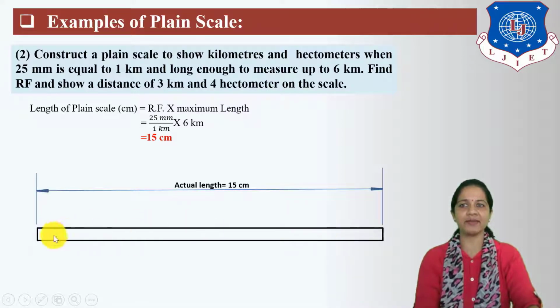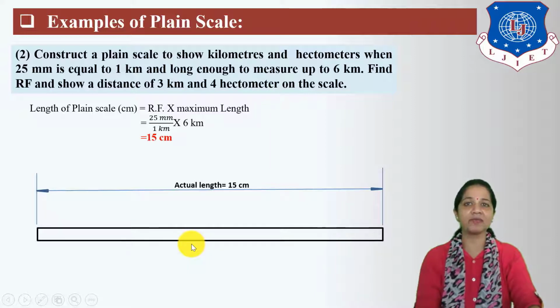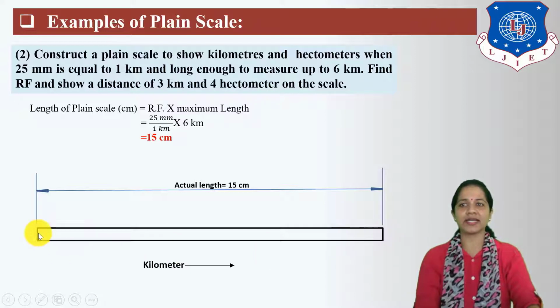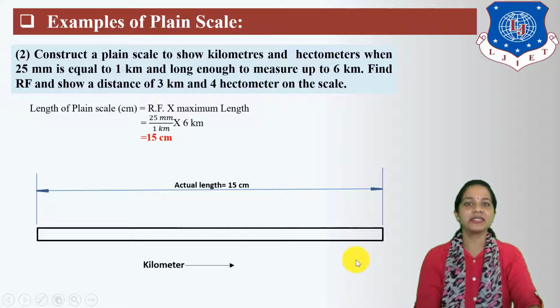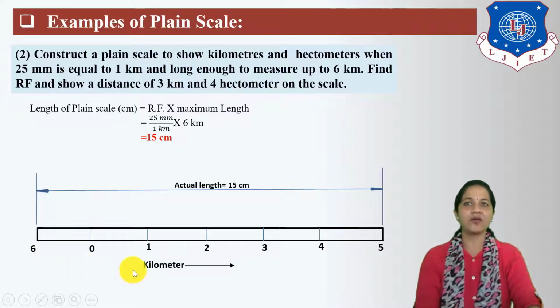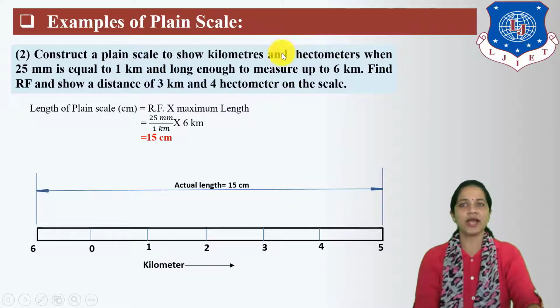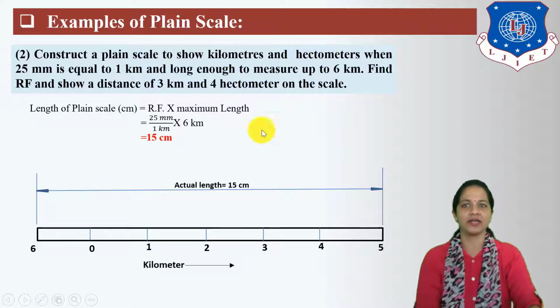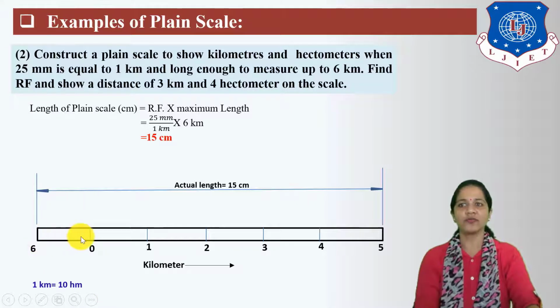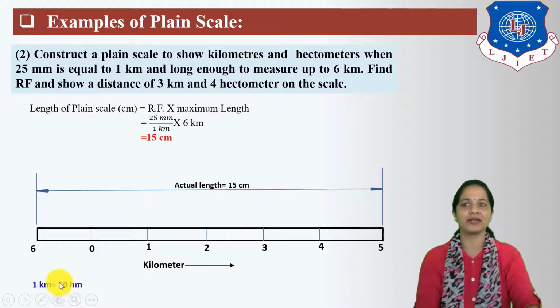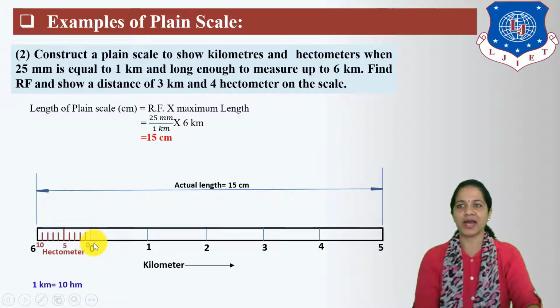Next draw a 15 centimeter line which indicates the maximum 6 kilometer. Now this line is divided into 6 equal parts, because it indicates 6 kilometer. Mark the kilometer points as 0, 1, 2, 3, 4, 5 and 6. Now another measuring unit is given, hectometer. Here kilometer is bigger than hectometer. We know the relation of kilometer and hectometer: 1 kilometer is equal to 10 hectometer. So the first unit is subdivided into 10 equal parts, because the relation of kilometer and hectometer is 10. Mark here 0, 1, 2, 3, 4, 5, 6, 7, 8, 9, 10 hectometer.